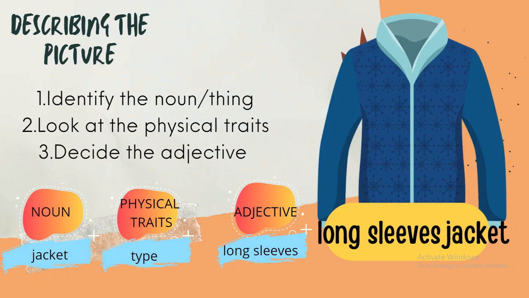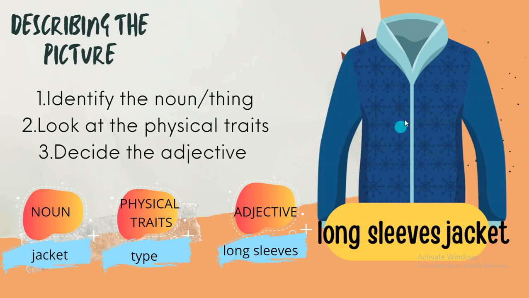Now we have the next picture whereby we have to follow the steps. We identify the noun or thing first. This is a jacket. Okay, what kind of thing do we want to look at for the physical traits? Maybe the type. What kind of jacket is this? This is a long sleeve jacket. So the adjective is long sleeves.